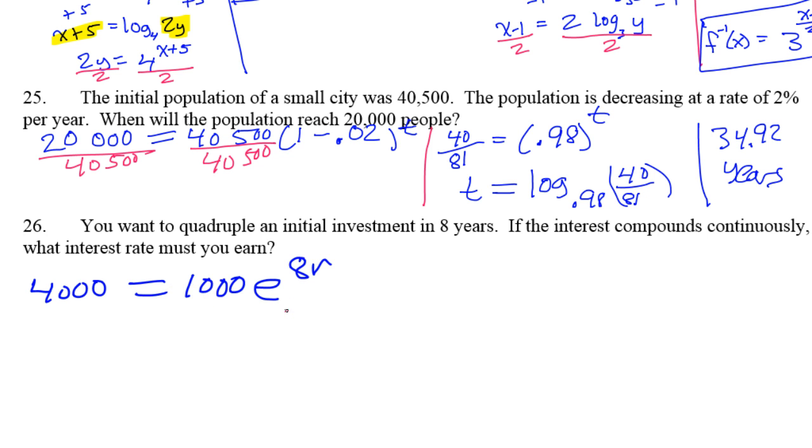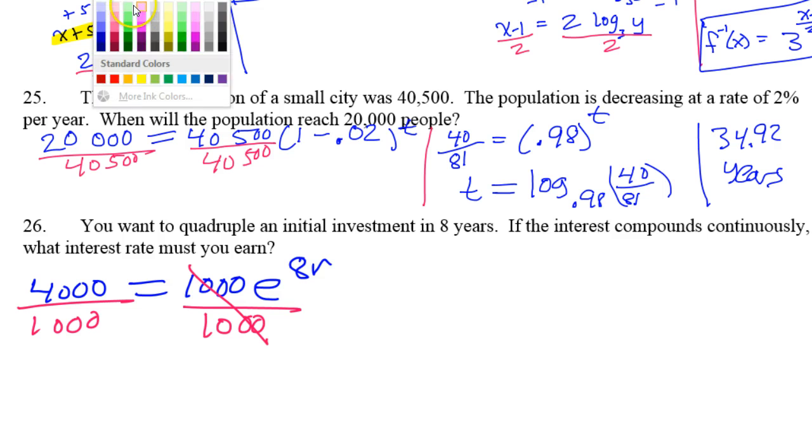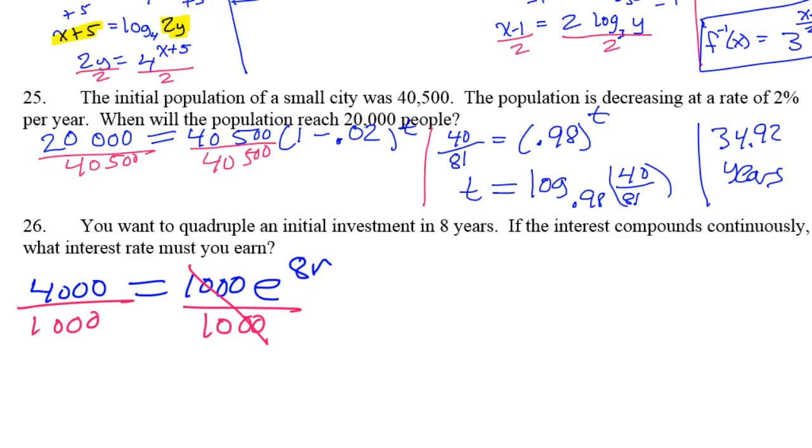Okay, so I guess we're doing this now. So this is going to give me 4, of course. That's the quadruple that we were speaking of.